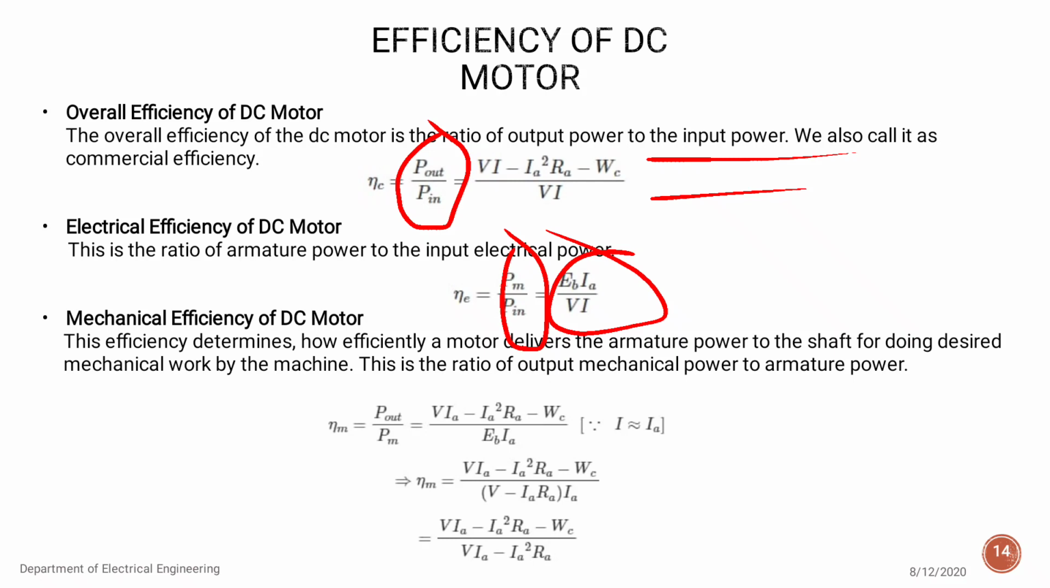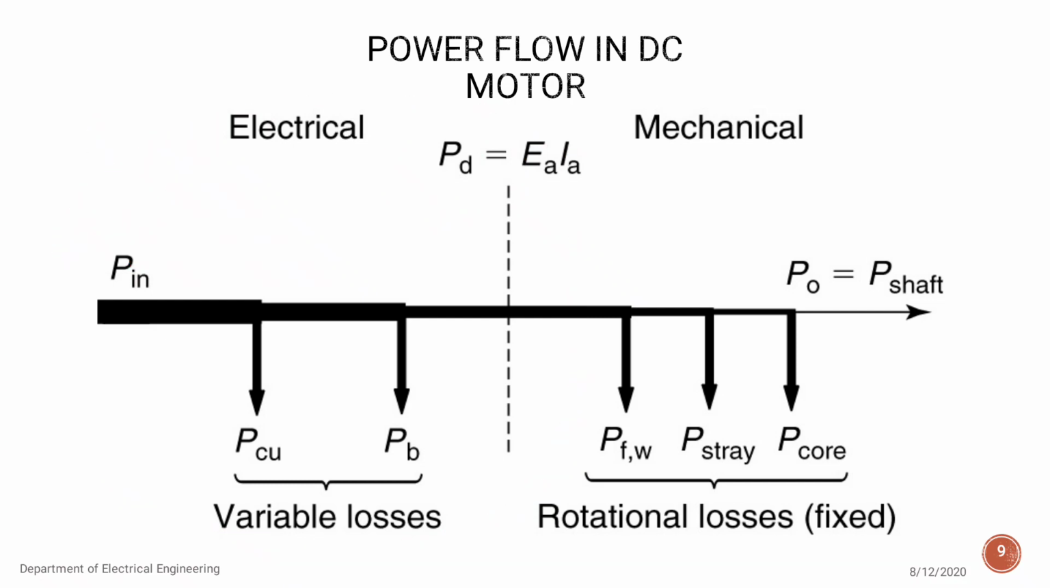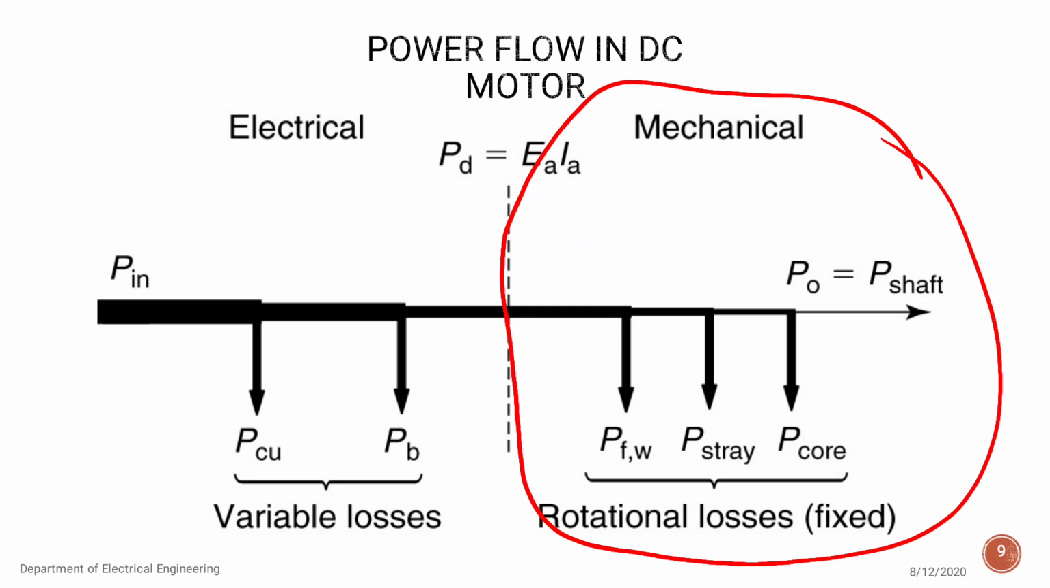Okay, good. Now the last one is mechanical efficiency. Again we'll go to the power flow diagram. This power flow diagram plays a very important role while calculating the efficiency. Now we need to find out the mechanical efficiency, means this efficiency. Here you have to find out the input and output. So someone tell me what will be the input, and another one tell me what will be the output. Who will tell me what is the input for the mechanical efficiency calculation? What will be the input?